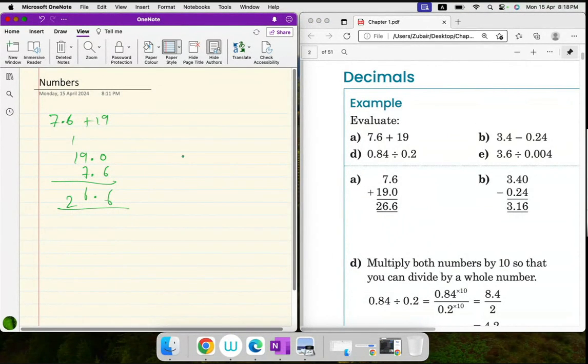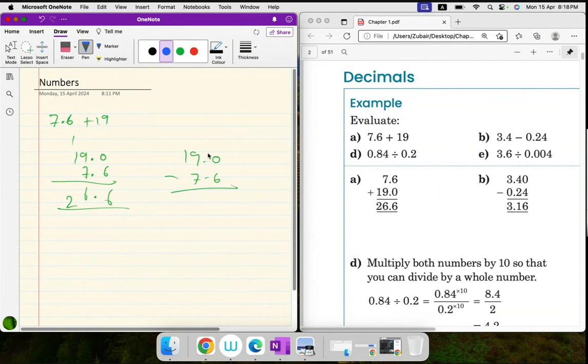So 9 plus 7 is 16 and 26.6. And when we subtract the same numbers, we also take a carry. Yes, from the 9. 8, this becomes 10. 10 minus 6 is 4. 8 minus 7 is 1 and 1. So subtraction.